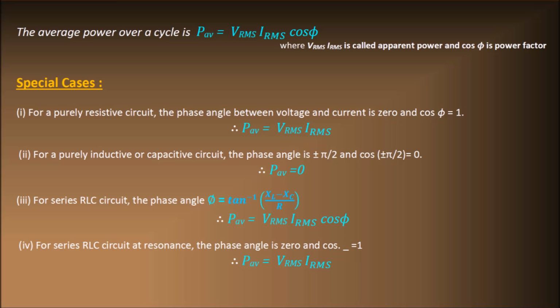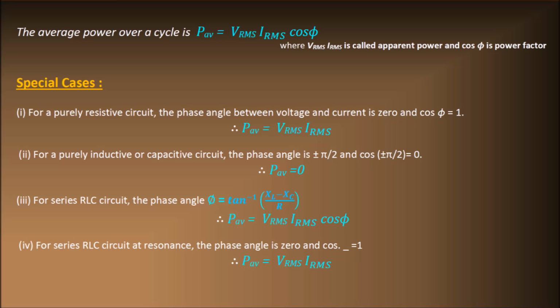Third case, for a series RLC circuit, the phase angle phi is equal to tan inverse of the reactance difference, that is (XL minus XC) by R. We have seen this RLC circuit earlier. In that case, the phi is not taking the value of 0, so cos phi is not 1. Therefore, the average power you can write as Vrms into Irms into cos phi straight away. So we can estimate the power of an RLC circuit by using this formula, that is, average power is equal to Vrms Irms cos phi.